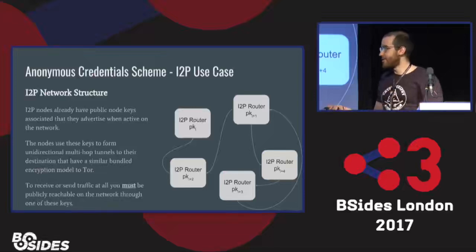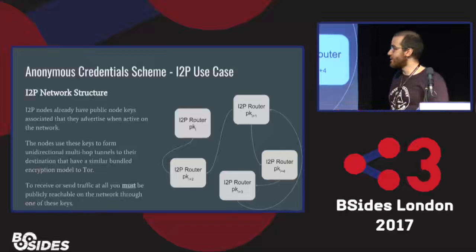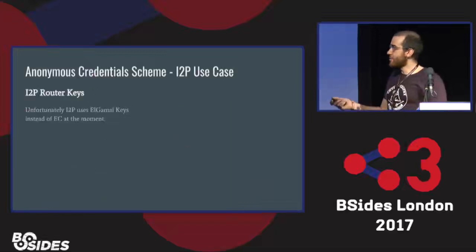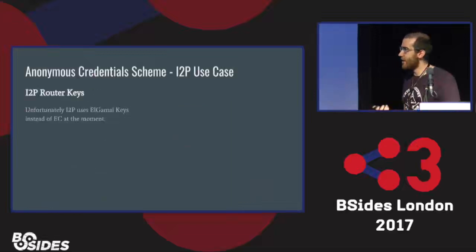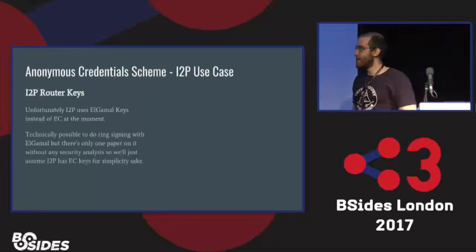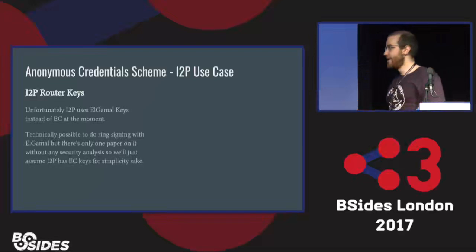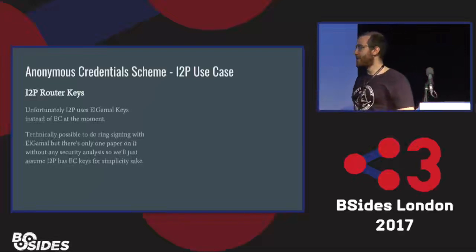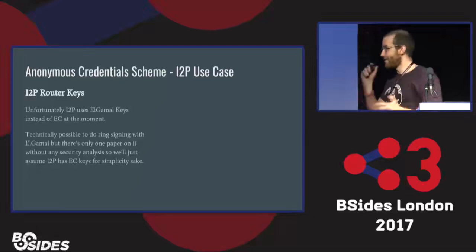Issued your packet. So to send or retrieve traffic at all, you must be publicly reachable on the network through one of these keys. I2P router keys, unfortunately, use ElGamal keys at the moment. It's not the same properties as elliptic curves. Secondly, it's possible to do this with ElGamal, but there's only one paper on it. It's behind a paywall, there's no security analysis on it, I'm not going to use it. But, you know, we'll just assume this.